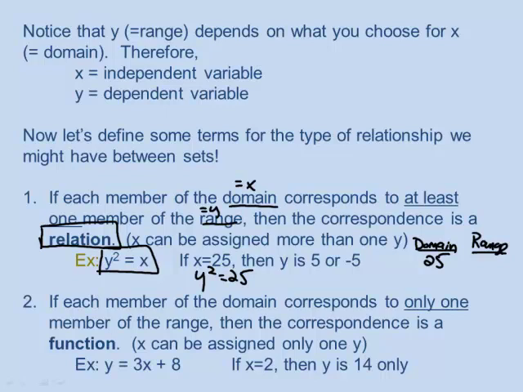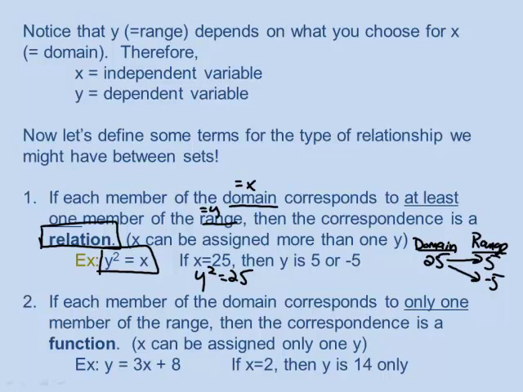So if we choose to let x be 25, then our range value could be a positive 5, or it could be a negative 5 for the same domain value. According to this definition, as long as you have at least one y value for each x value, in this case we have 2, then we're said to have a relation.